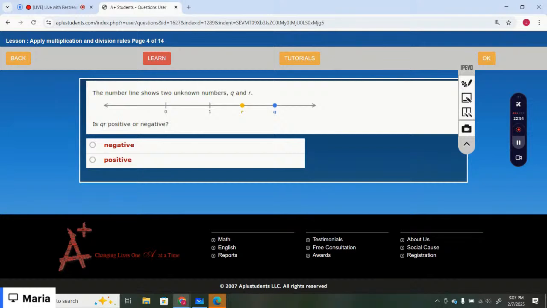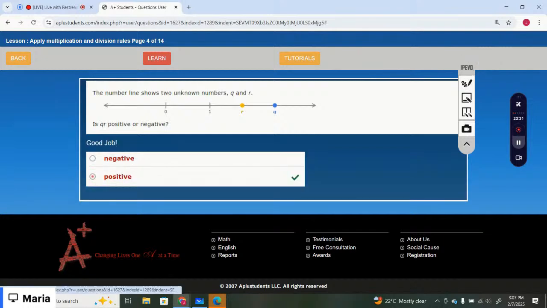The number line shows two unknown numbers, Q and R. They both are on the right hand side of the zero. Both Q and R are positive. So the product of two positive numbers is always positive. Option number two is the correct option.